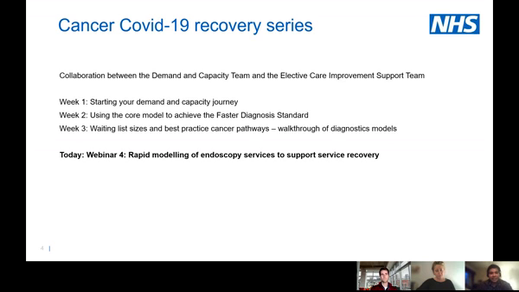In week 3, we ran through some diagnostic models, and we were talking around the principles and more technical aspects of how to go about completing and populating diagnostic models, focusing on MRI and CT, but also talking a little bit around endoscopy as well and how some of those principles could apply to that. It's very much waiting list sizes, so sustainable waiting list sizes, but also best practice cancer pathways.